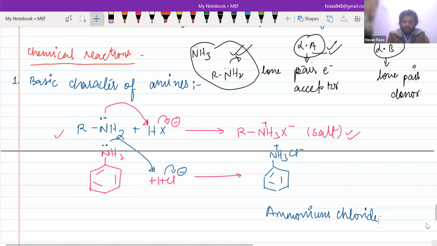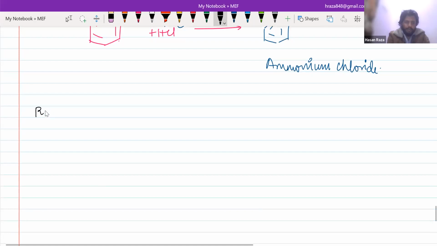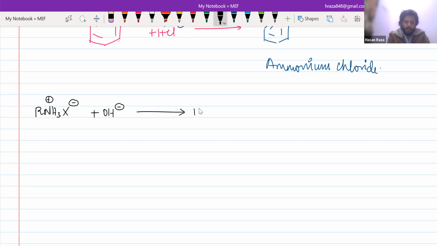Now see, there are more reactions. If you are going to react the salt that we have formed, RNH3 positive and X negative, with OH negative, then it will form amine along with water and halide ion. H plus will go with OH minus, so it forms H2O. Now it becomes RNH2. X negative will be eliminated in this way.